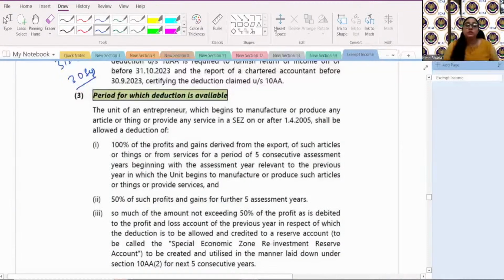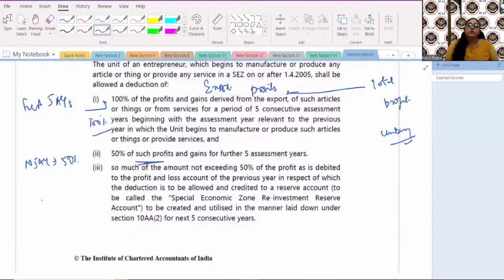Now, how the deduction is allowed. For the first 5 assessment years, beginning from the assessment year relevant to the previous year in which the manufacturing begins, 100% of export profits are allowed as deduction. For the next 5 assessment years, 50% of the export profits are allowed as deduction. So whatever export profits you're having, 50% of that is allowed as deduction. For the first 5 assessment years, 100%. For the next 5 assessment years, 50%.